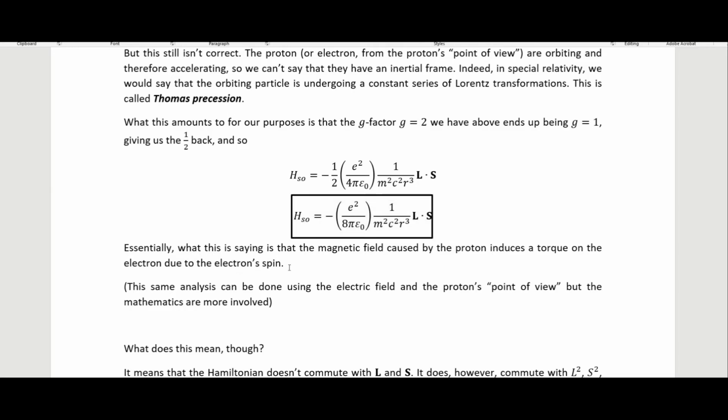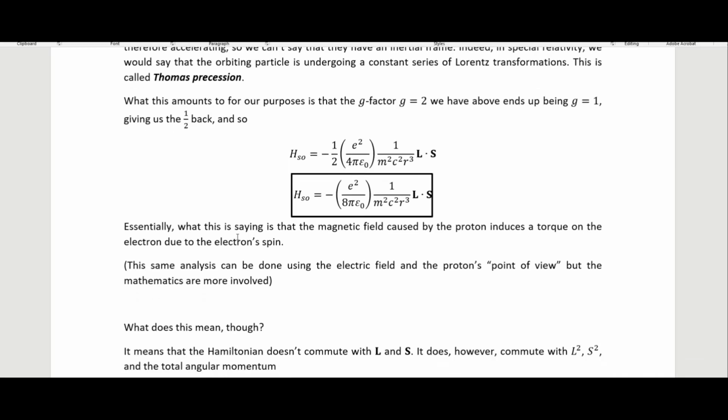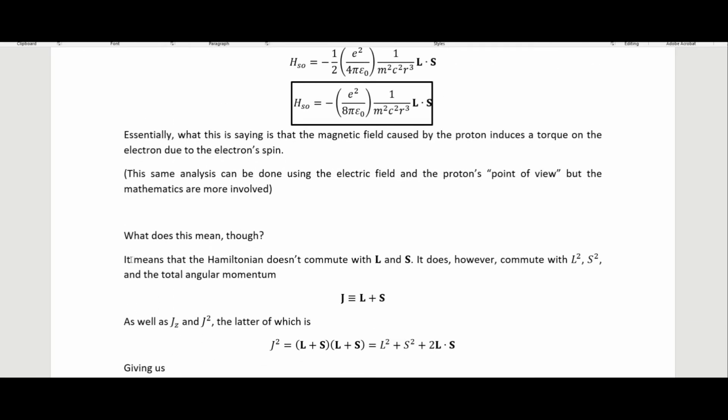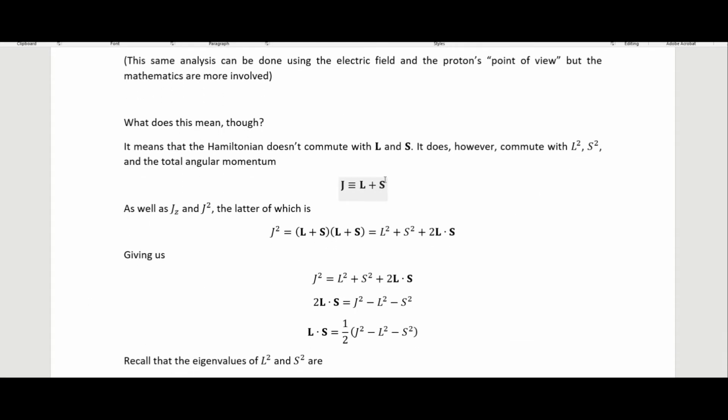And so what this is saying is that the magnetic field caused by the proton induces a torque on the electron due to the electron's spin. But what does this mean, though? It means that the Hamiltonian doesn't commute with L and S. It does, however, commute with the L squared, the S squared, and the sum of the L and S, which will give us this new operator here. And so its z component and its square will also commute with the Hamiltonian.